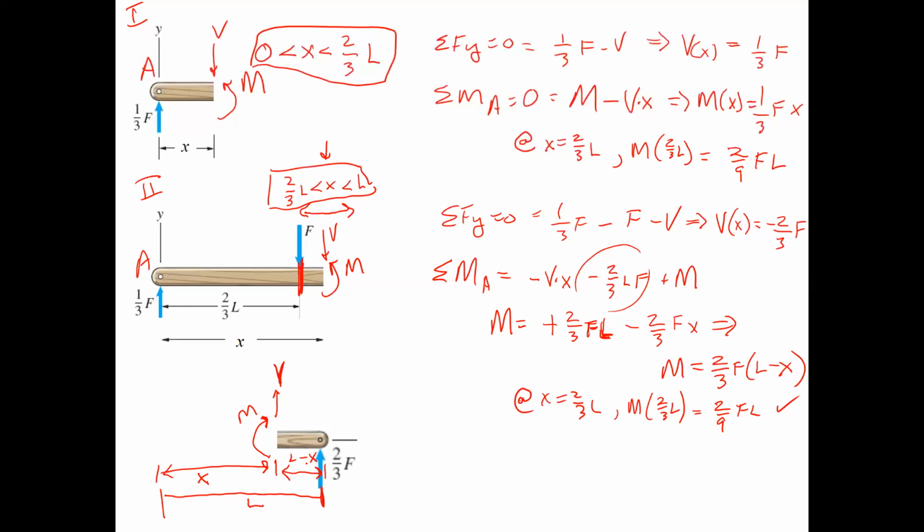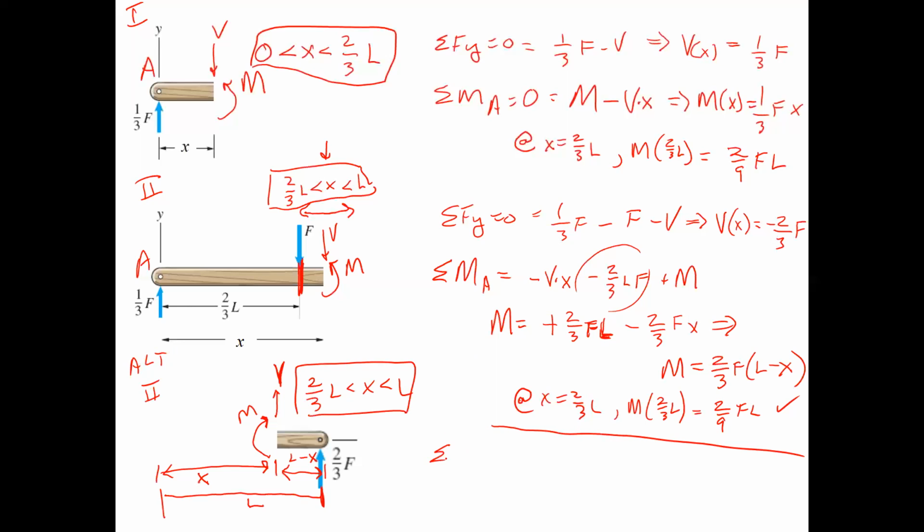We're still in the domain. This only applies still when 2/3 L is less than X is less than L. Still applies in region. This is just another way of doing region 2. It's an alternate 2, but you're going to have to get the same answer.